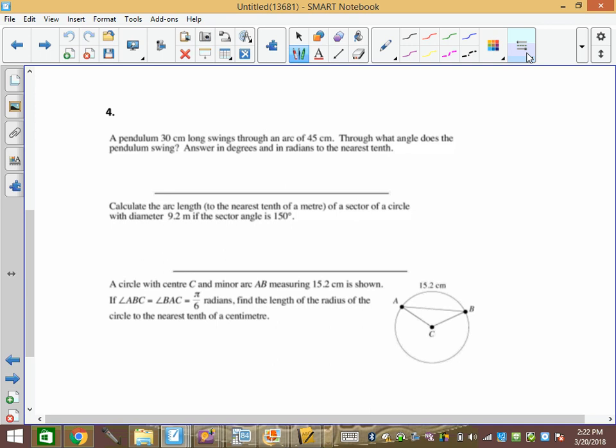Okay. So if you look here, this whole right-hand side is the formula sheet. The very top of the formula sheet has theta equals A over R.